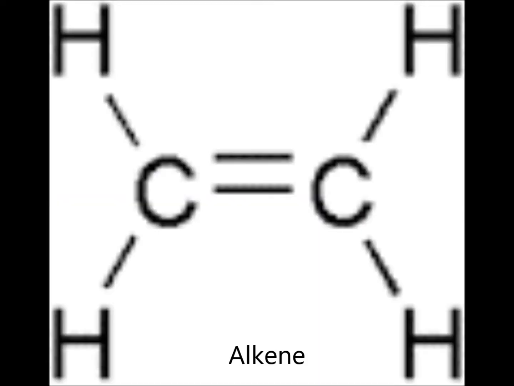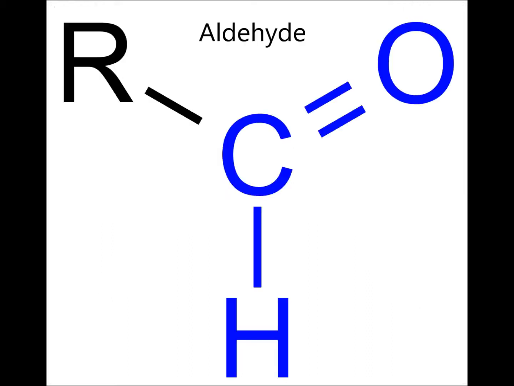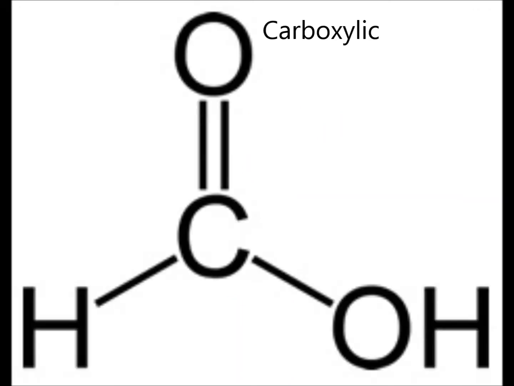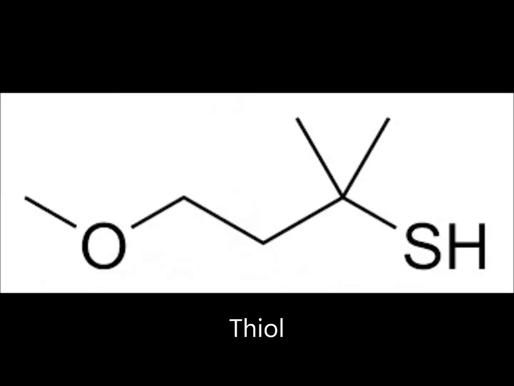You must know, alkenes are carbon and hydrogen. Aldehydes are a form of carbon and oxygen. And carboxylic acids are a different form of carbon and oxygen. And so the only one with sulfur is a thiol. So therefore, that must be the answer.